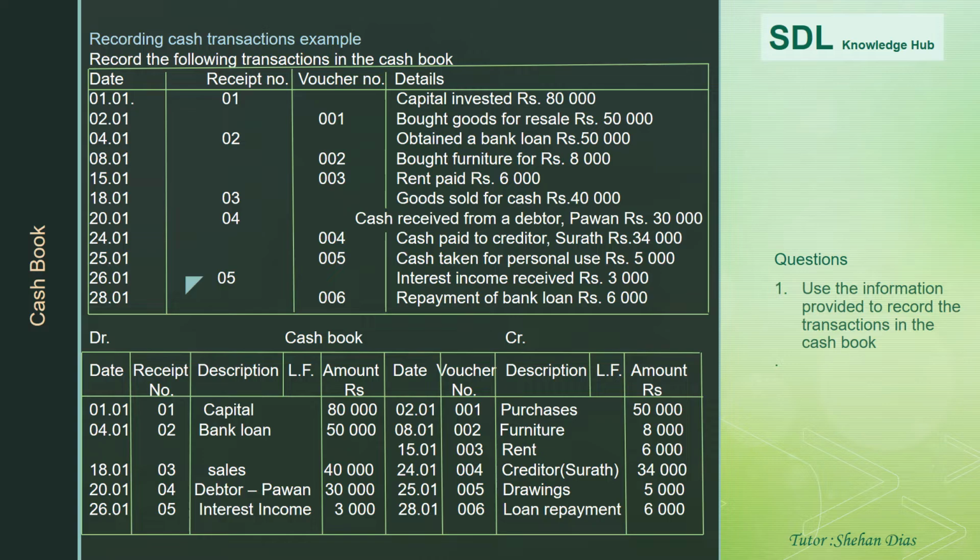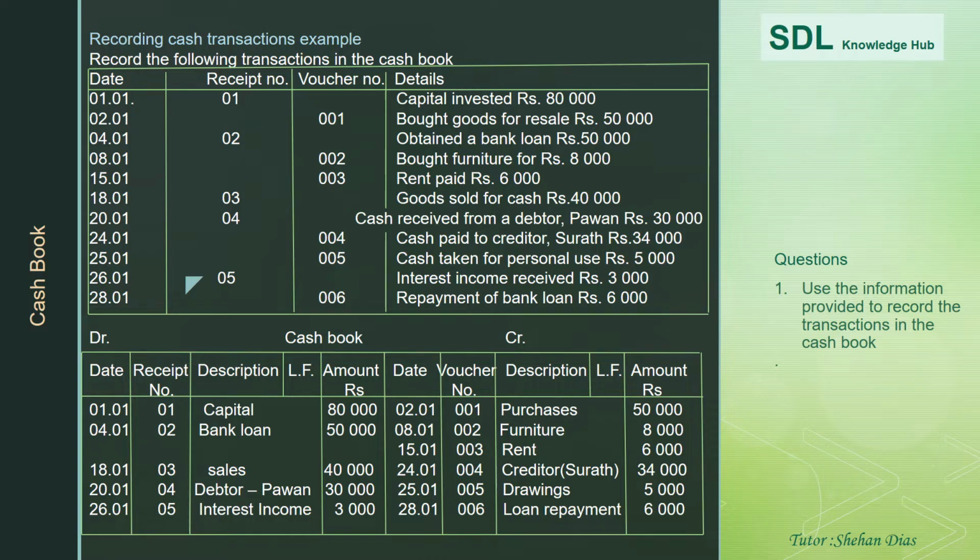So cash increases. So description will be bank loan, amount 50,000, receipt number 2. Then rent paid for 6,000, voucher number 3. So payment reduces cash, so saying rent 6,000.